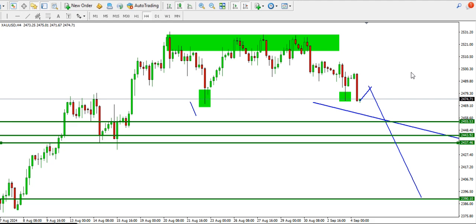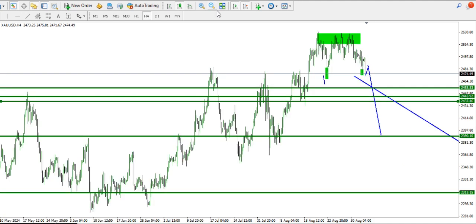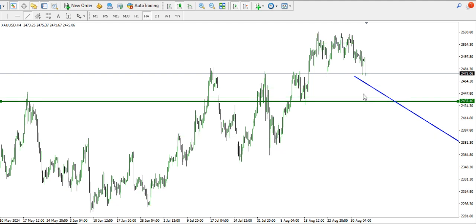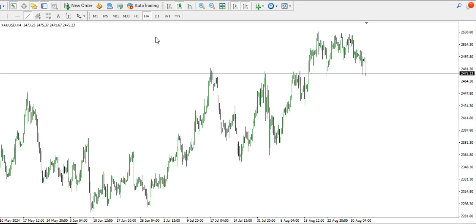The overall direction of price on the 4-hour time frame still remains bullish, in as much as the ascending trend line, this very ascending trend line, is still intact. So let's take a look at the 1-hour time frame.